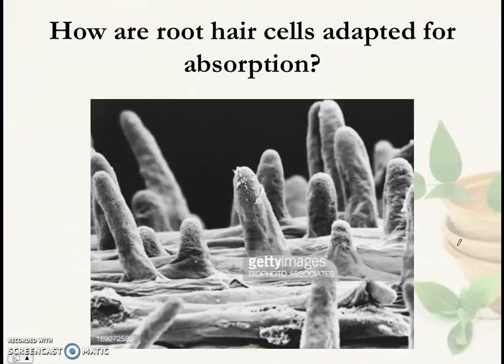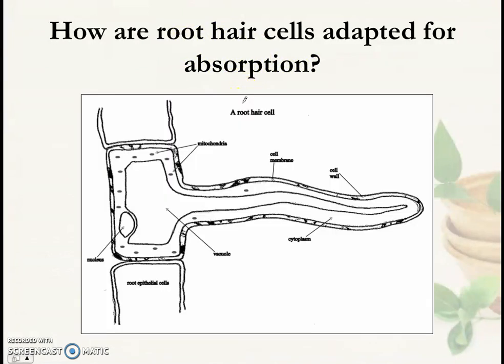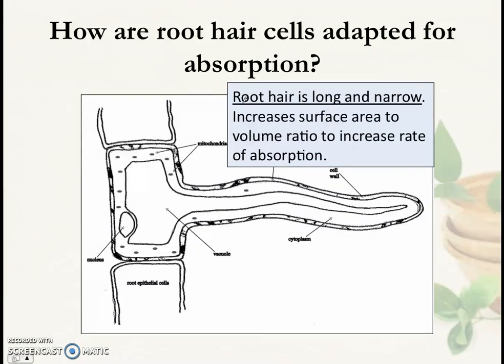Now in the last part of this video, we'll be looking at how our root hair cells are adapted for absorption. So you should know some of this already. So here's our root hair cell. Now the first adaptation, of course we already know, is that the root hair is long and narrow. And we already know that this increases the surface area to volume ratio to increase the rate of absorption of water and also of mineral ions.